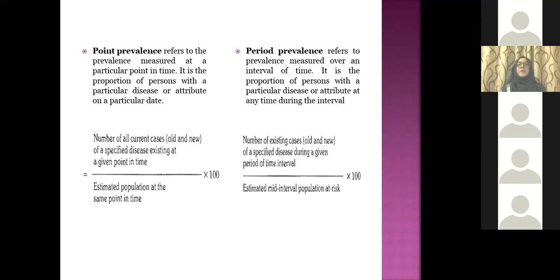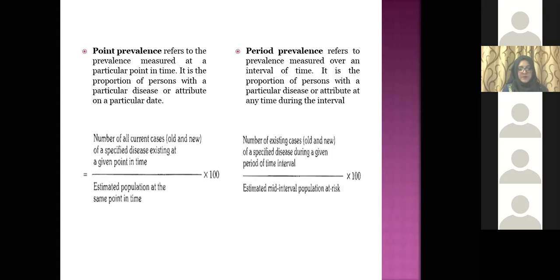But for period prevalence, you refer to the prevalence measured over an interval of time, and it is the proportion of persons with a particular disease or attribute at any time during the interval. So for period prevalence, you're taking how many people have had the disease at any point in time during a certain period, and you divide it by the mid-interval population at risk.